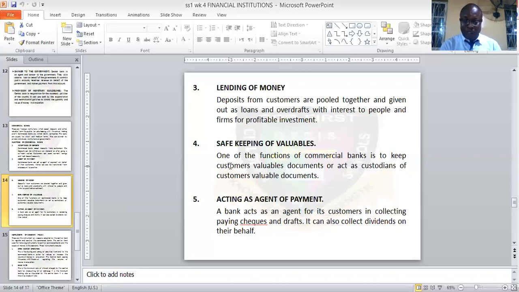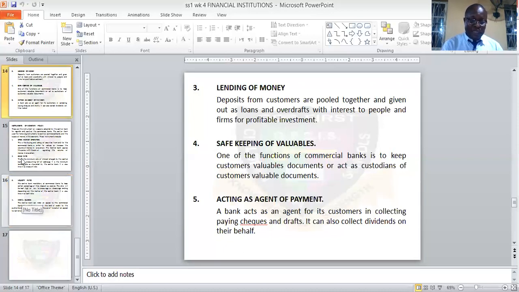Then safekeeping of valuables. One of the functions of a commercial bank is to safekeep customers' valuable documents and act as a custodian of them. They make sure that any document you keep with the bank is kept very well for you. They also act as agent of payment, collecting any cheque or draft. And they collect dividends on behalf of the customer. Maybe you buy shares in ABC company and they declare a dividend. You can instruct ABC company to pay the dividend directly to your bank account. It's very possible.